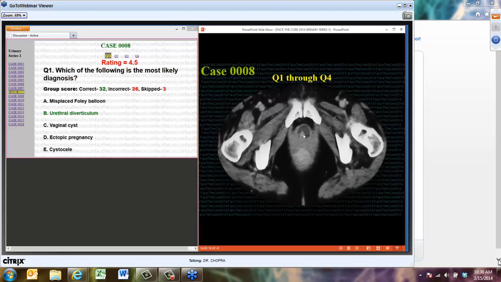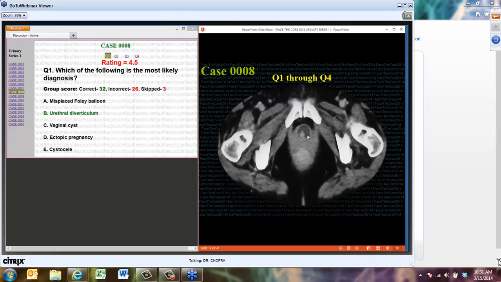Whenever you're looking at the pelvis, identify the 3 viscera that go through the pelvis. This is the urinary tract, the genital tract, and the GI tract, rectum. So there is this collection around the urethra. It is very anterior. This is a typical urethral diverticulum.